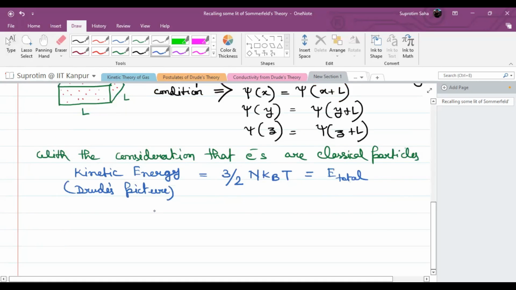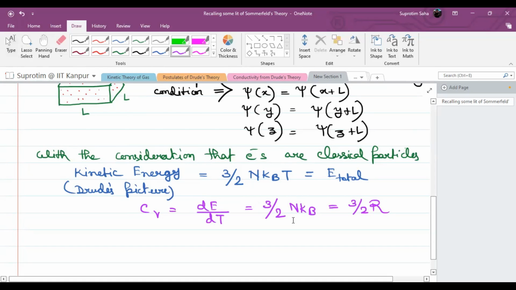So now if you have to define the specific heat, which is your CV, that is dE, I'm not writing total in the subscript, divided by dT, and that will give you 3 over 2 N kB, which is again equal to 3 by 2 R. So this was the classical picture which we get from the Drude form.